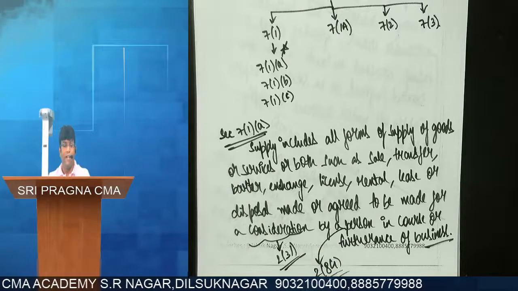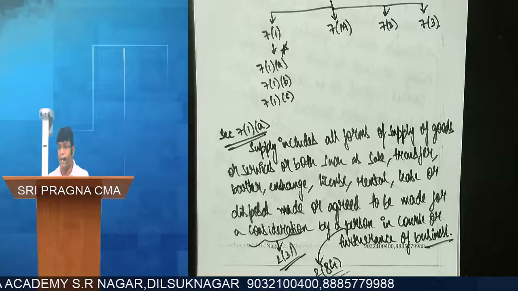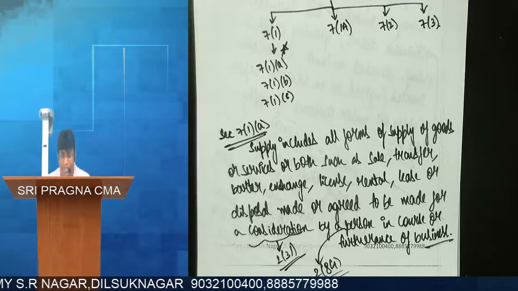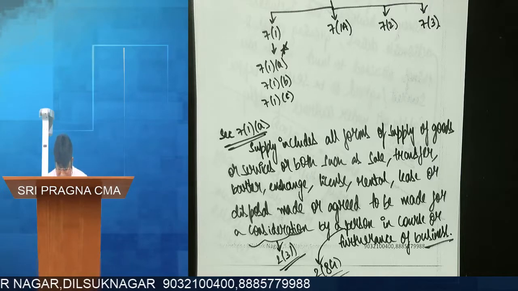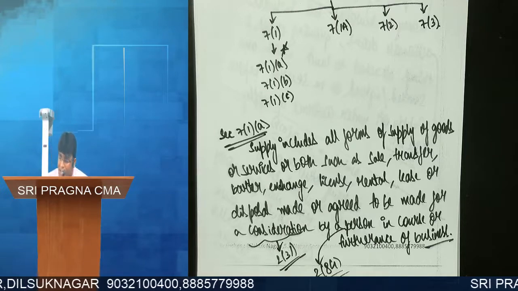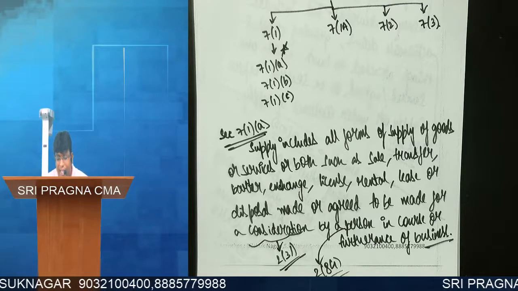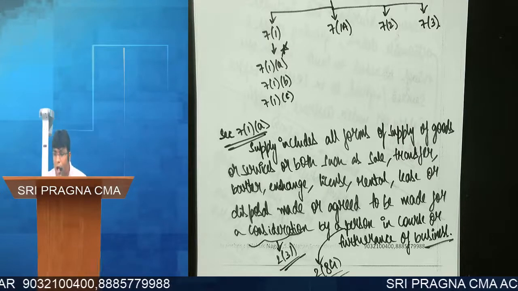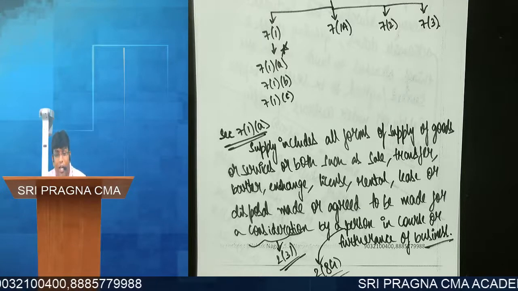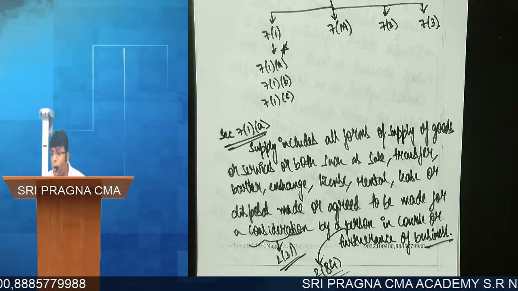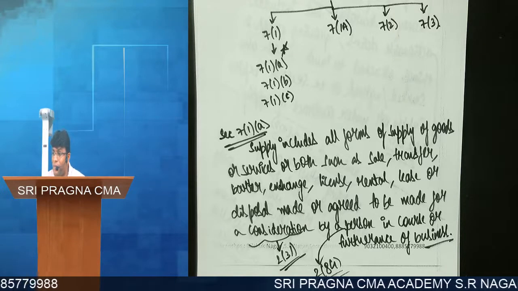Come on, till where we are done? By a person. Chalo guys, repeat again. Supply includes all forms of supply of goods or services or both, such as sale, transfer, barter, exchange, license, rental, lease or disposal. Made or agreed to be made for a consideration by a person. Hold on. In the course or furtherance of business.